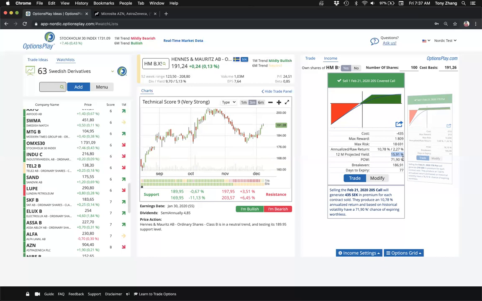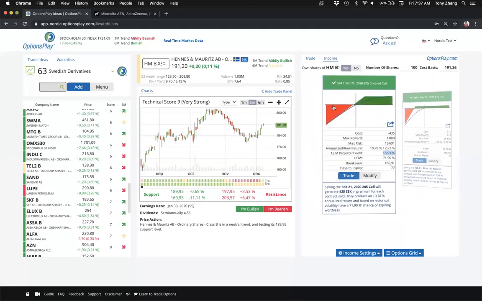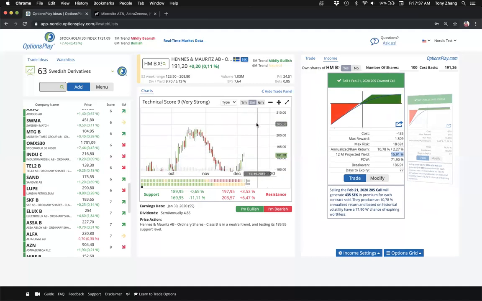Vice versa, if you're looking to buy H&M, meaning if you don't own the stock right now, but you want to buy some H&M, now you can consider selling a put option. A put option, similarly to the call, obligates you to buy the stock instead of selling the stock at a lower price. So a covered call obligates you to sell your stock at a higher price. So when the stock rallies up to 205, you can sell your stock, take profit on it. But while you wait for that to happen, you get paid 435 crowns roughly every 77 days or so.